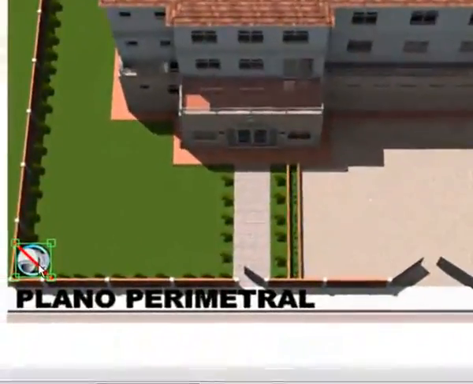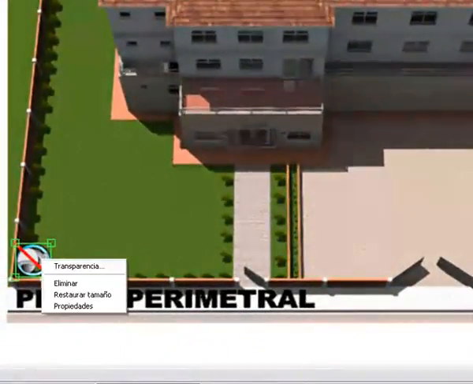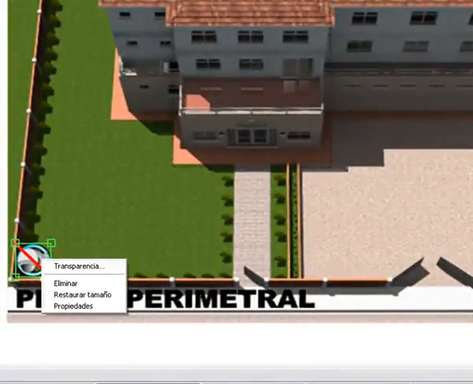Clicking with the right button, a box is opened, where we can adjust the object transparency, delete it if necessary, restore the original size and access the dialog box of object properties.